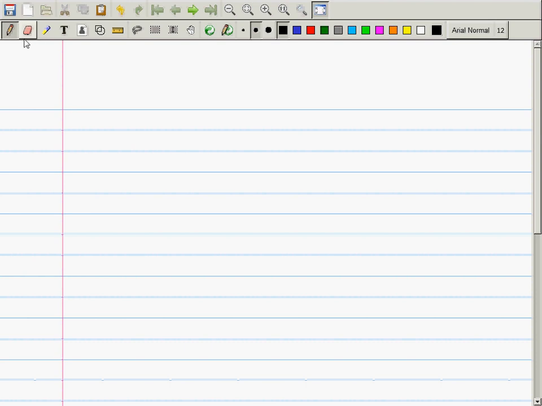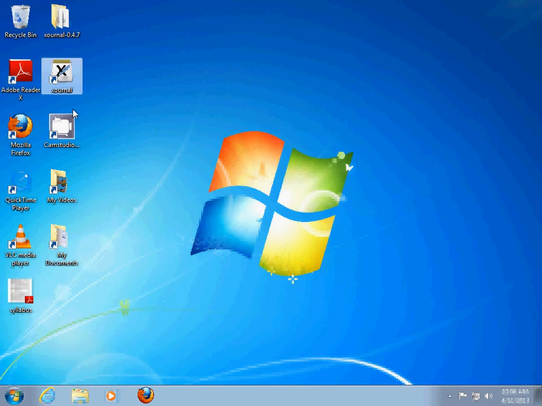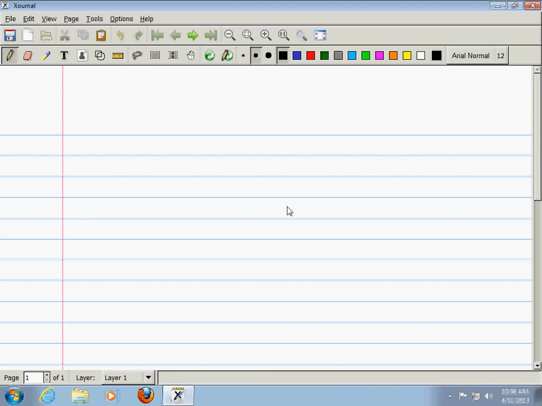Oh, wait a minute. Let's restart the application. Discard. Because I found that if I start it again, then the writing is smoother. Oh, look at how smooth that is now. Isn't that good?